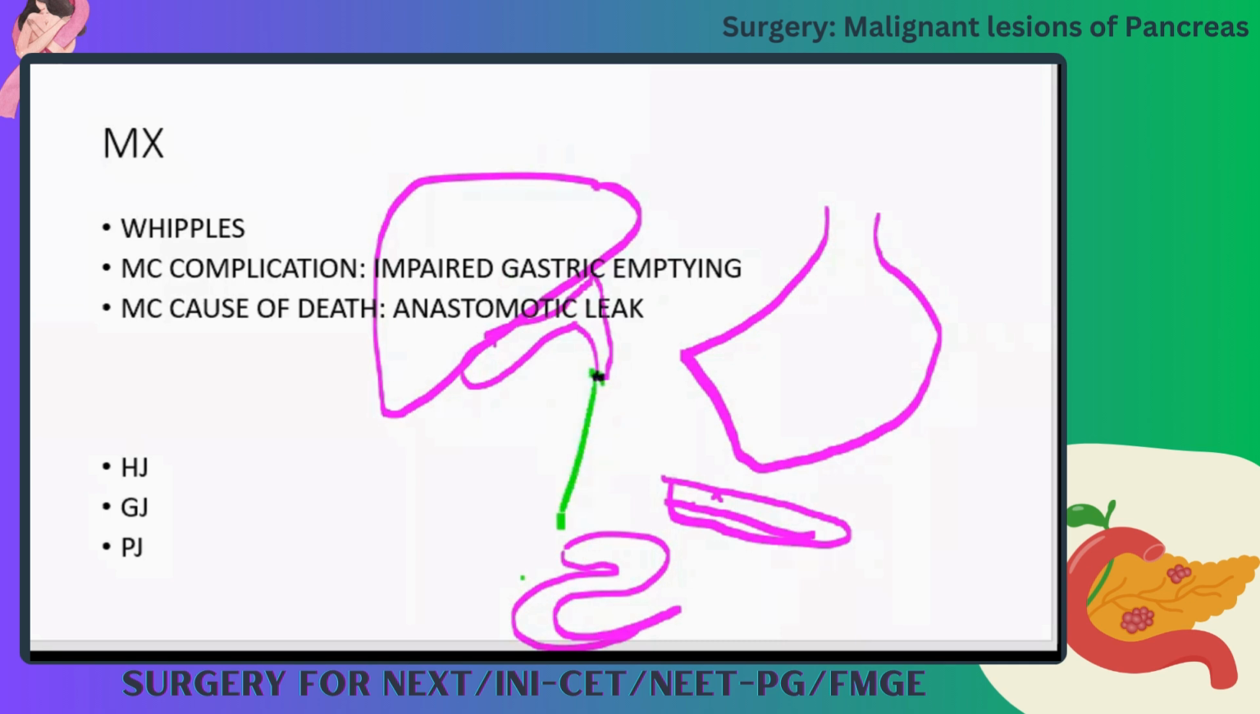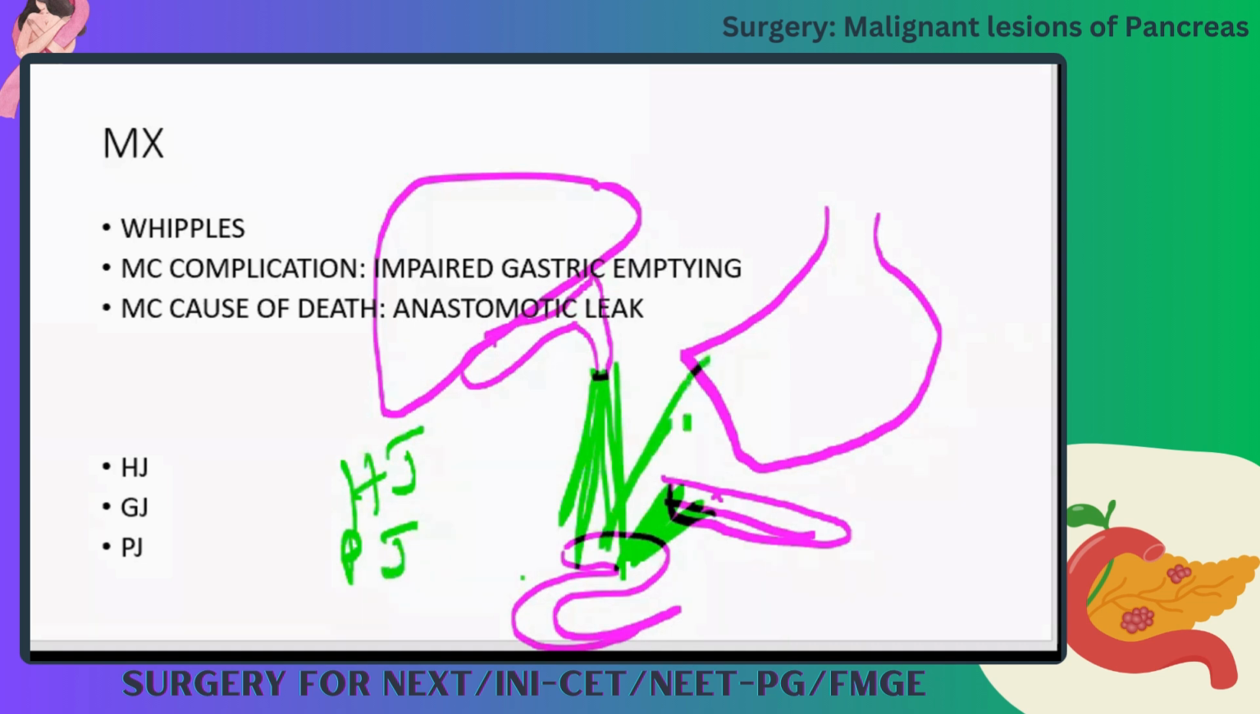Hepatico-jejunostomy. We'll anastomose the liver with the jejunum. We'll anastomose the pancreas to the jejunum, pancreatico-jejunostomy. We'll anastomose stomach to the jejunum, gastrojejunostomy. Simple, isn't it? GJ, HJ, PJ. This is what is known as Whipple's operation.